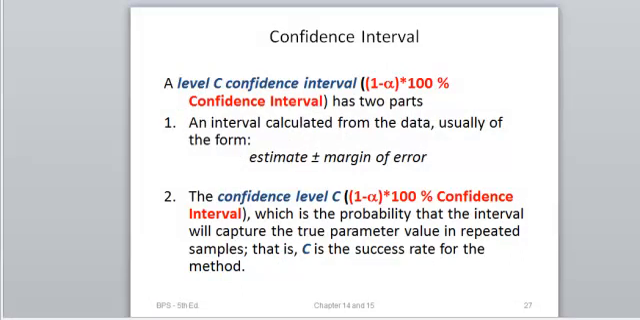An interval calculated from the data is usually of the form: your point estimate plus or minus the margin of error. The confidence level, C, is the probability that the interval will capture the true parameter value in repeated samples. That is, C is the success rate of the method.